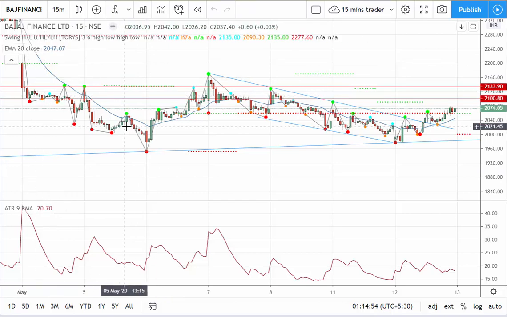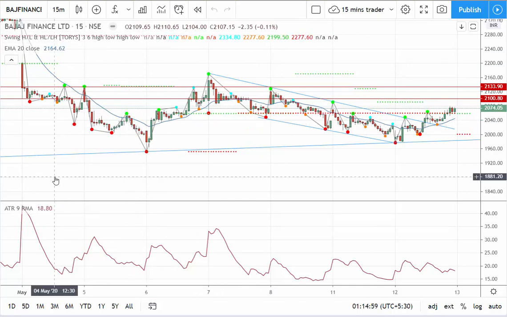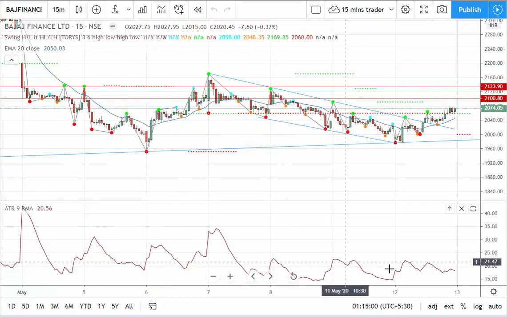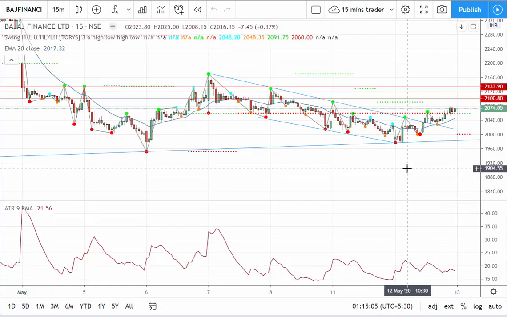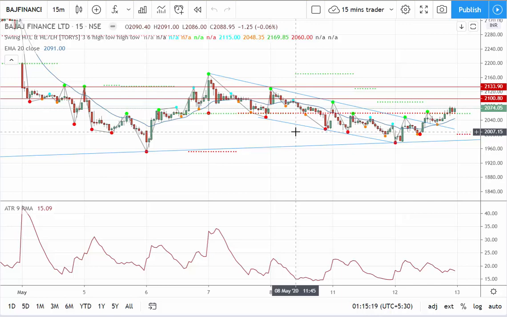First, the exponential moving average 20, which is the blue line. There is also ATR 9, just to identify if there is any momentum in the stock and what the possible range is for the stock to move on the upside. You can have a stop loss based on ATR and targets based on ATR. I'll explain ATR in a different video.